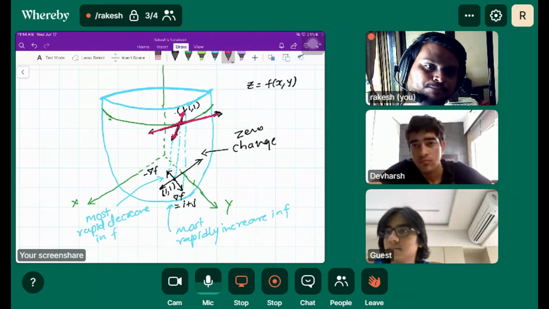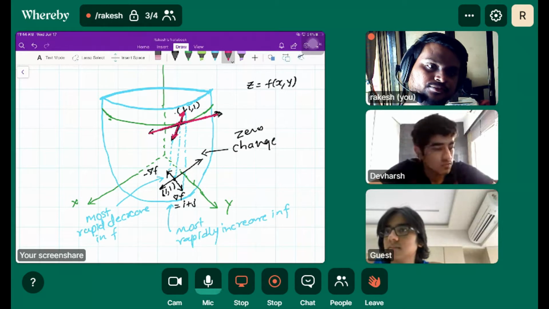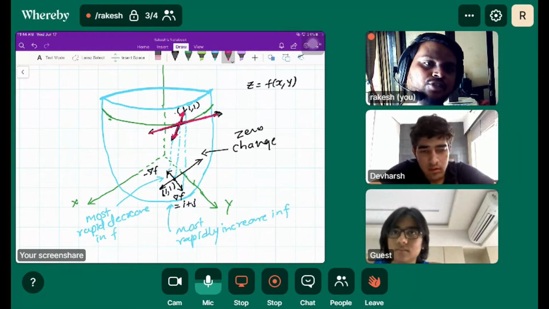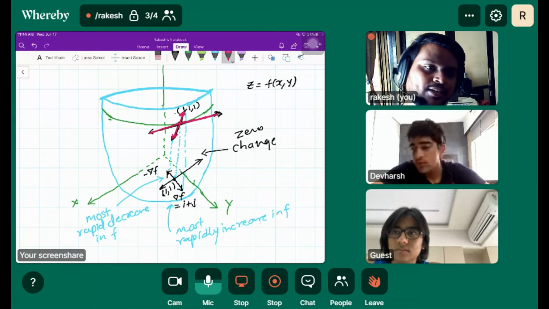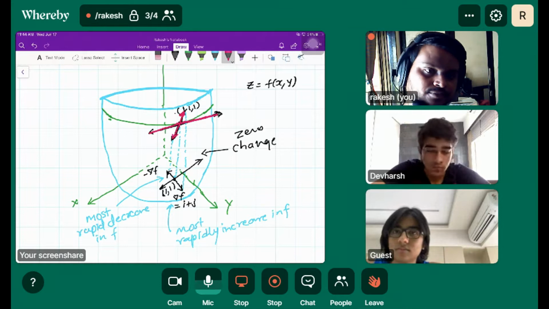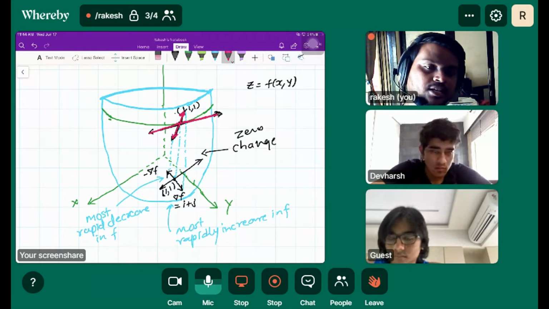Are you getting this? Think a little bit. Can you think what these two vectors are? What these two vectors are, which I have colored with red?